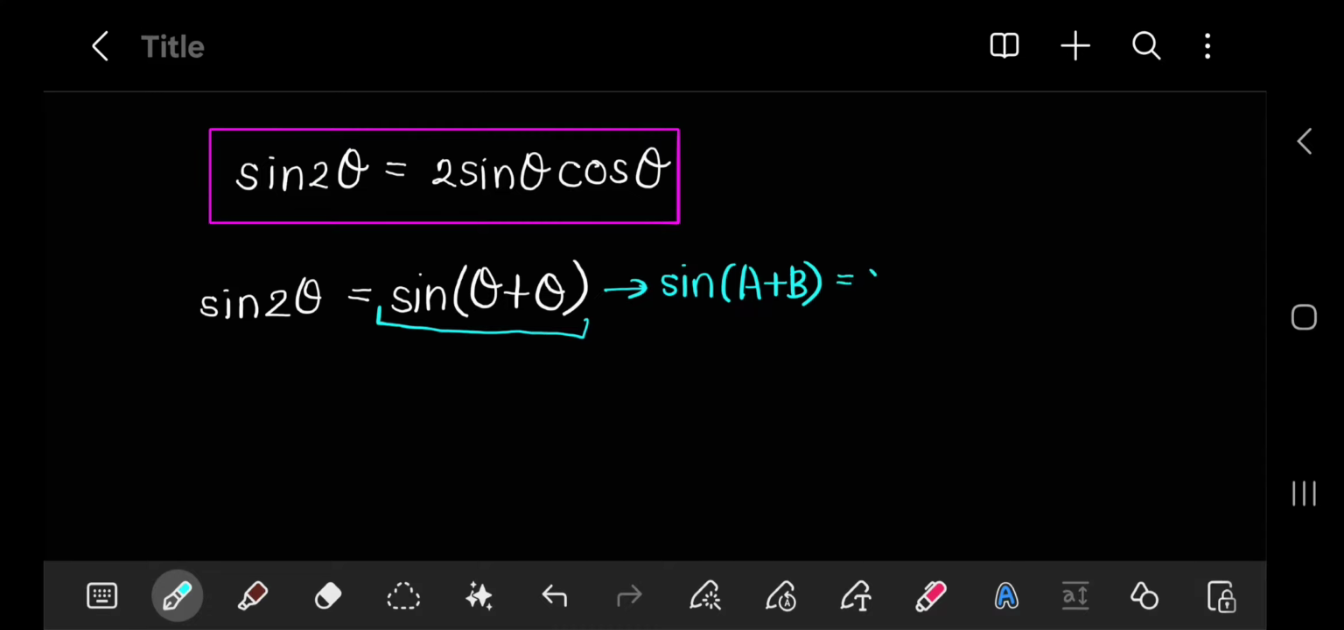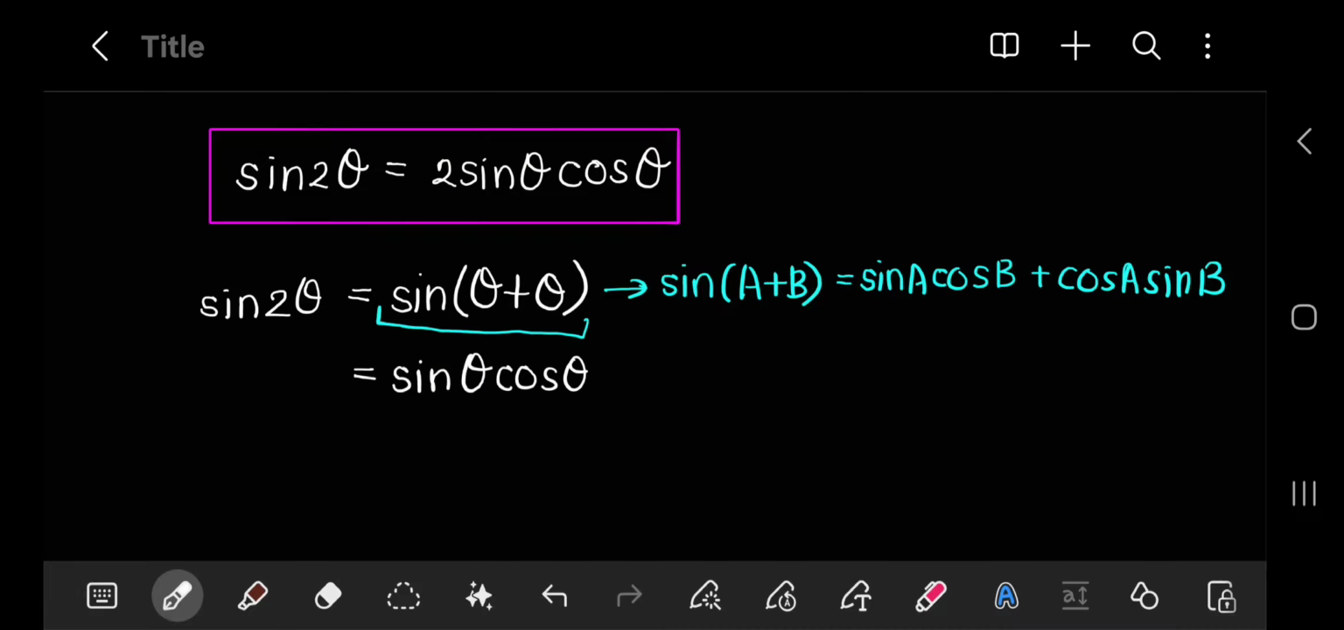Now, this is in the compound angle format, sine A plus B. That has its own expansion, which is going to be sine A cos B plus cos A sine B. So this is exactly how we are going to expand sine theta plus theta. So according to that, we are going to have sine of the first angle, and our first angle here is theta. So it's going to be sine theta.